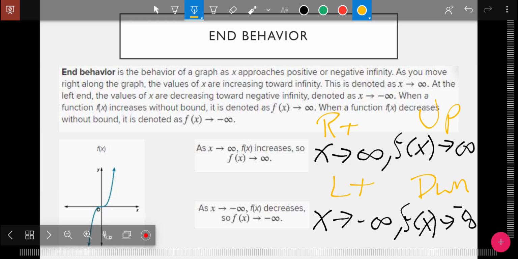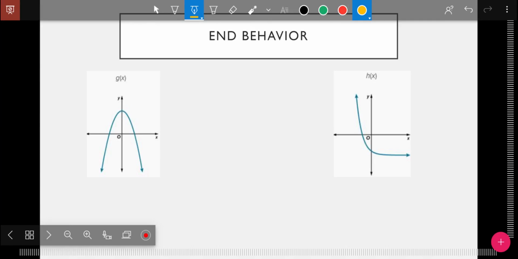So writing this out is going to be the new learning, the hard thing for you. You probably haven't written things like that before. But it's just understanding right, left, up, and down. And so let's talk about this. As x approaches negative infinity, as it goes left, f of x approaches, as it goes left, it's going down forever.